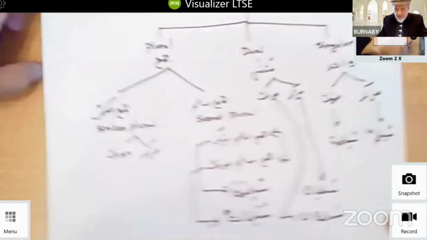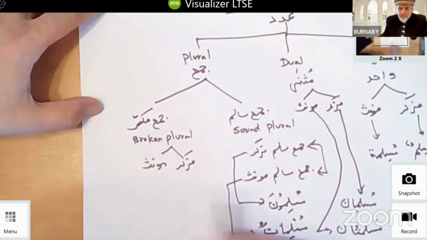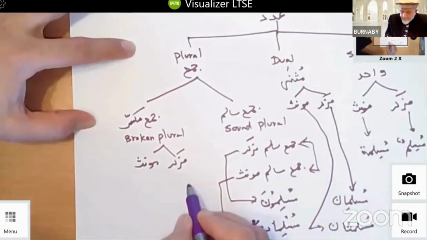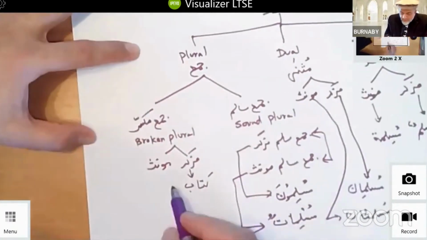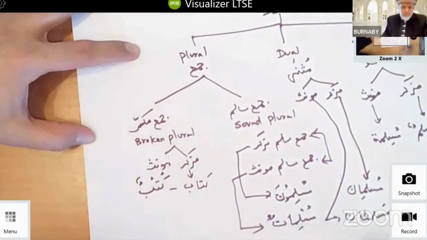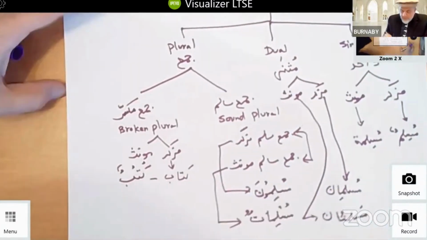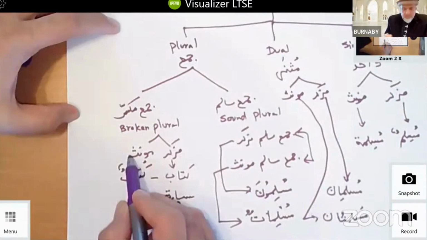Now, in the Jama Muqassar part, we know that it is mostly going to be non-human. For example, if I say Kitab, is Kitab Mudakkar or Muannas? Mudakkar. So it will be Kutubun. Now, similarly, if I say Sayyaratun, is Sayyara Muannas or? Muannas.